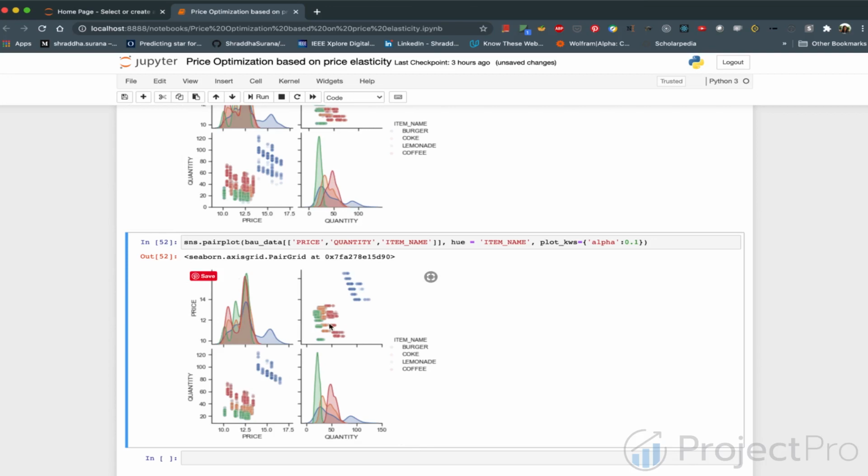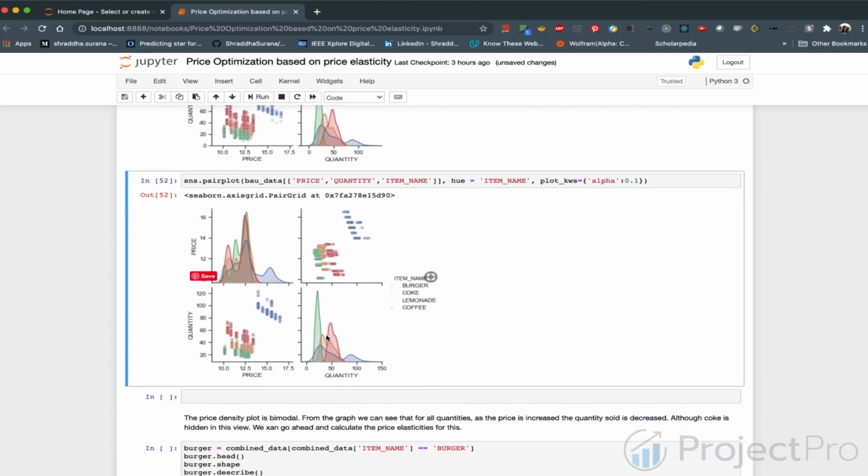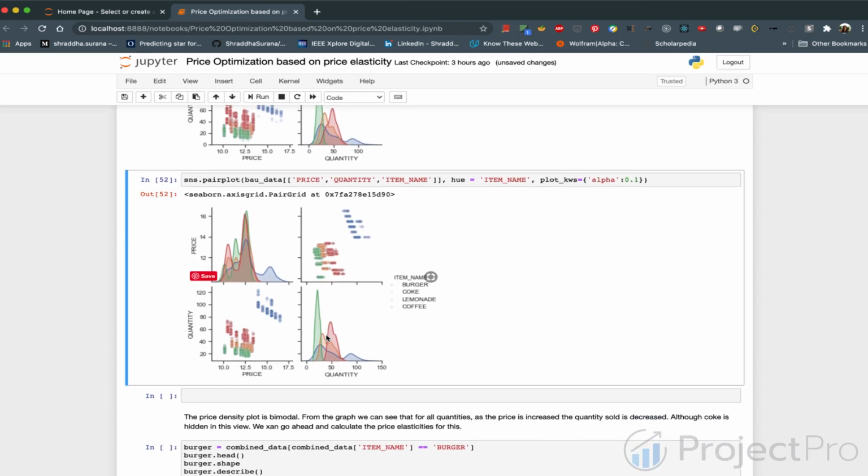One more thing I should mention about the pair plot is the diagonal is the distribution, while if you see the asymmetrically opposite plots are just the transpose of each other. So while over here there's price on the x-axis and quantity on the y, it's the opposite in the top right plot.